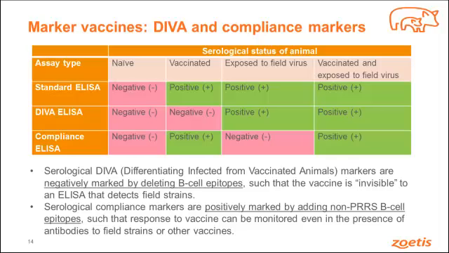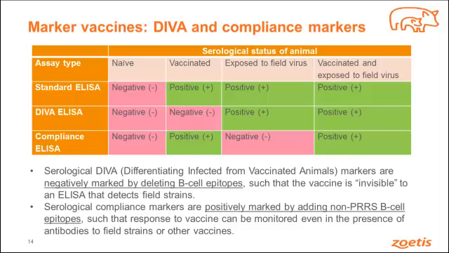These markers are made, they're negatively marked. They're made by removing B-cell epitopes from the virus so that your vaccine virus doesn't have a serological response to those epitopes. Whereas field viruses or other vaccines will have a serological response to those epitopes. And so your ELISA is looking for those, and your DIVA vaccine is invisible to that new ELISA. But that new ELISA would then pick up any other field strains that are in there.